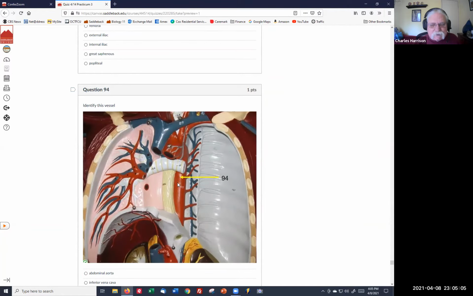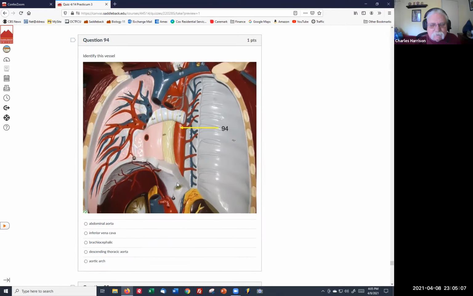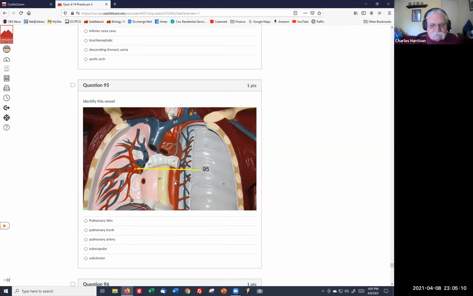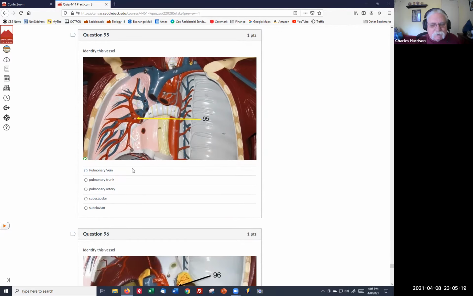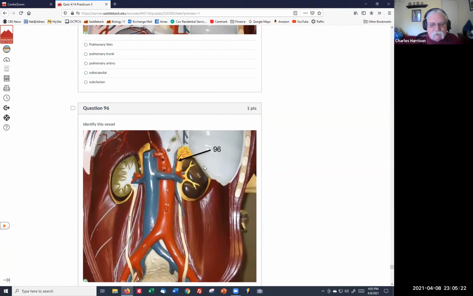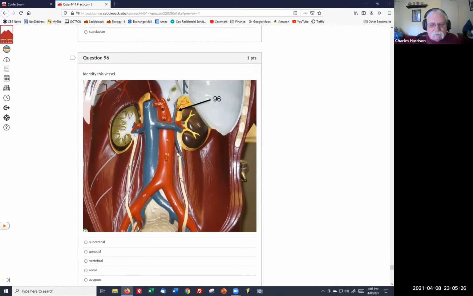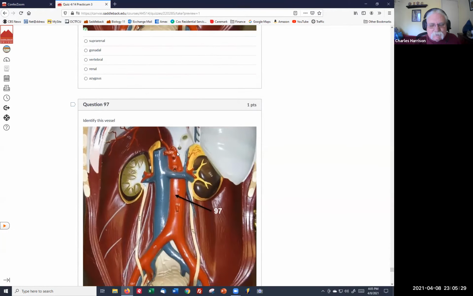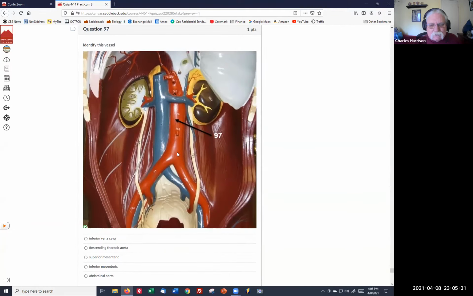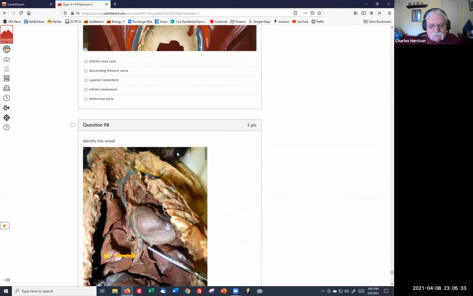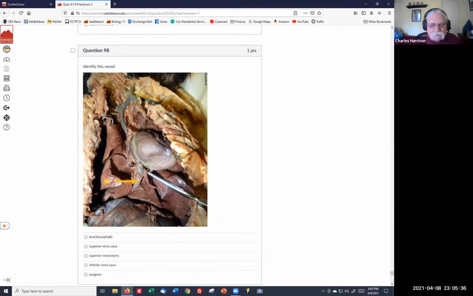This is the descending thoracic aorta. This is a pulmonary vein, even though it's red, but because it's red, it's a pulmonary vein. This is a suprarenal vein. The abdominal aorta. And here it's pointing to this one.